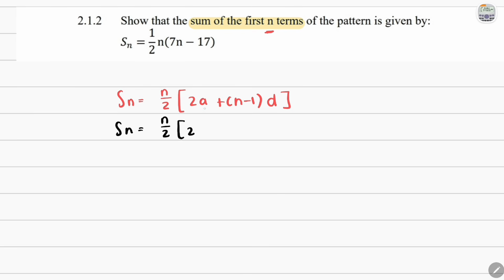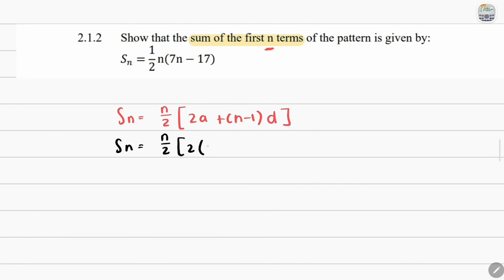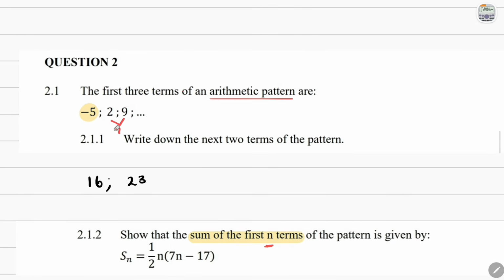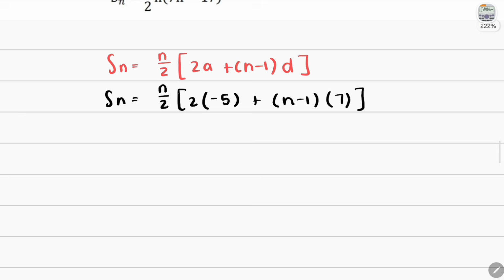And then 2a, now what is the value of a? A is the first term, and we can see that our first term here is negative 5. So we're going to say 2 times negative 5 plus n minus 1 multiplied by d, which we found to be positive 7. So multiply by positive 7. Okay, and now we just have to simplify this.